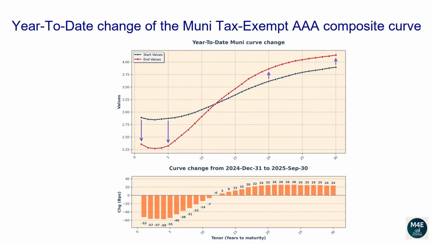The 1-year tenor changed -53 basis points. The 2-year tenor changed -55 basis points. The 5-year tenor changed -54 basis points. The 10-year tenor changed -18 basis points. The 20-year tenor changed 14 basis points. The 30-year tenor changed 15 basis points.